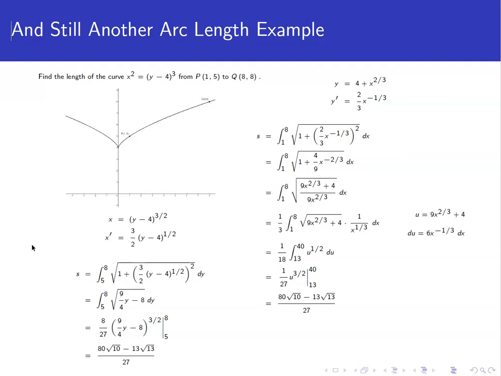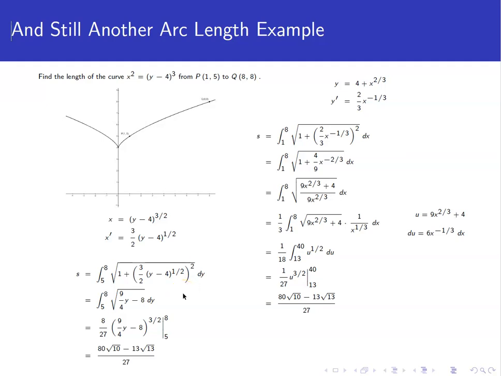If we do this as a function of y first, which is on the left-hand side, I take the square root of both sides. We get x equals (y minus 4) raised to the 3/2 power. It's the positive root because my x's are ranging from 1 to 8. The derivative here will be 3/2 times (y minus 4) to the 1/2. Plug that into our arc length formula.